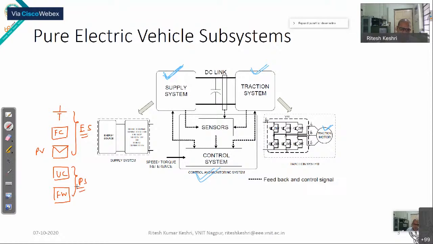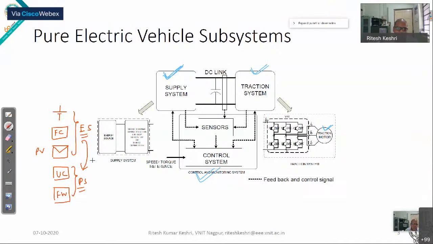I will explain the definition of energy sources and power sources. So there is a possibility that we can use a combination of an energy source together with a power source. So there comes the concept of hybrid energy sources. Okay, so I will explain those parts also.